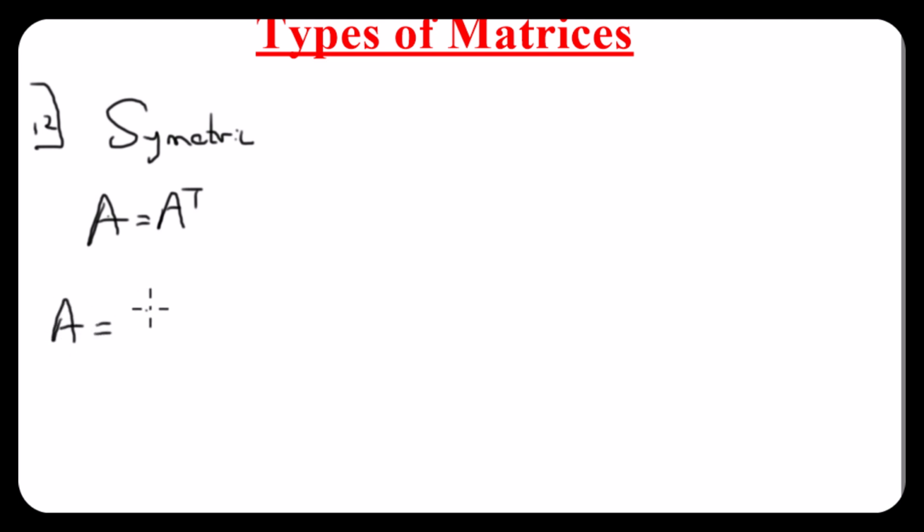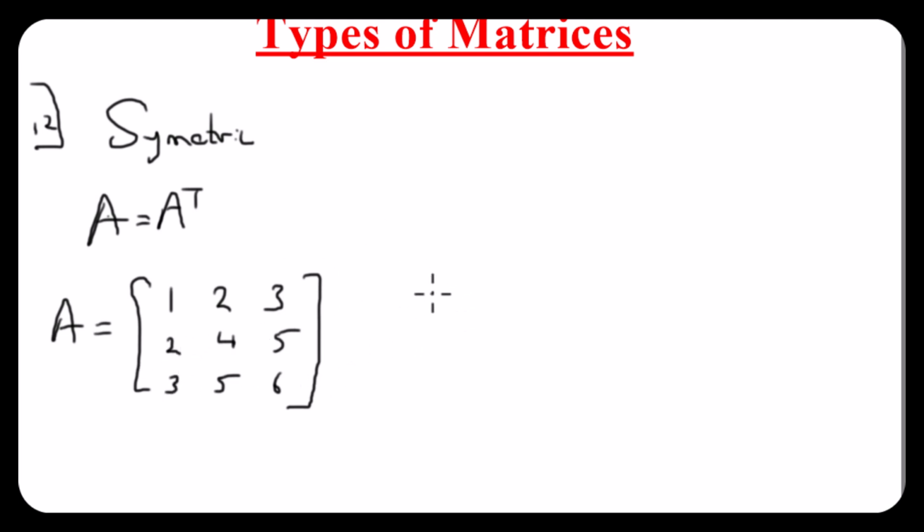So let's say we have a matrix A, and the elements of A are 1, 2, 3, 2, 4, 5, 3, 5, 6. Let's see whether this matrix is symmetric or not. So let's try and interchange. A transpose would be equal to, so just transpose this matrix. Remember what we said when I transpose it: the first row becomes the first column. So the first row, 1, 2, 3.